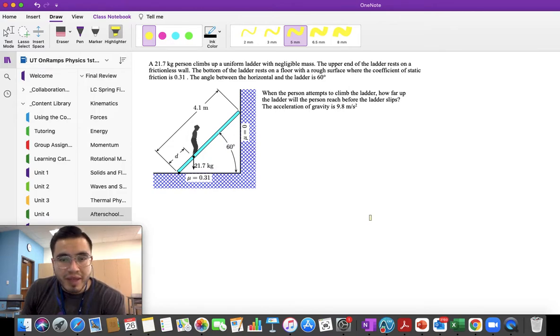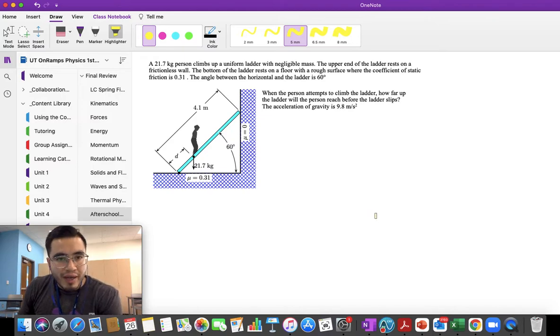The bottom of the ladder rests on a floor with a rough surface, where the coefficient of static friction is 0.31. The angle between the horizontal and the ladder is 60 degrees. When the person attempts to climb up the ladder, how far up the ladder will the person reach before the ladder slips? The acceleration of gravity is 9.8 meters per second squared.